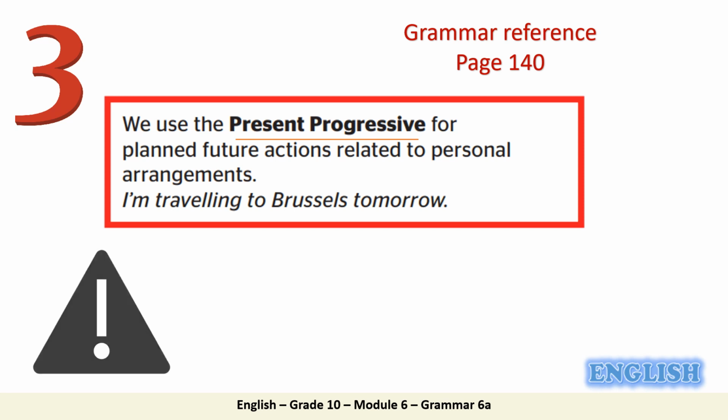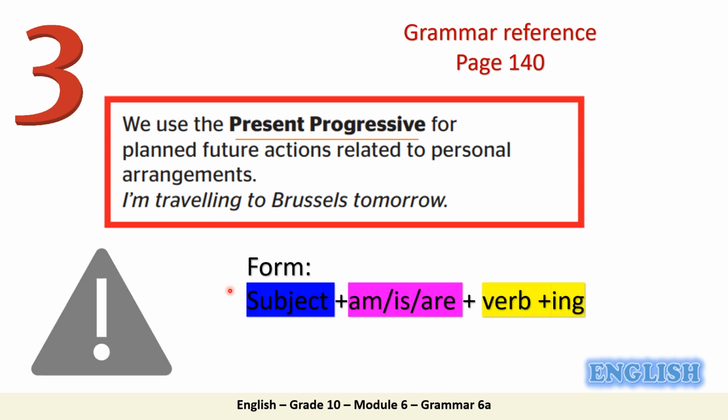Another future form that can be categorized under future plans is the present progressive. We use it for planned future actions related to personal arrangements. For example, I am traveling to Brussels tomorrow. It is different from future "going to" because we didn't use "going to" here, we used "I am traveling." The rule for it is subject plus verb to be plus verb-ing.